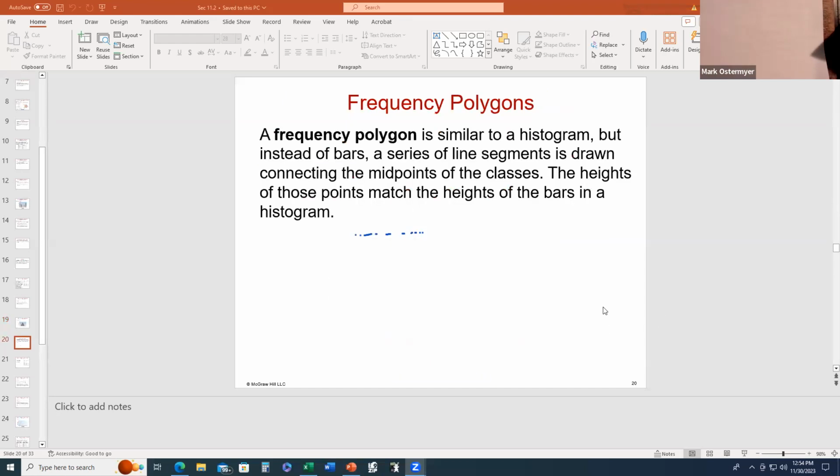All right. Next picture or graph is called a frequency polygon. It's similar to a histogram, but the main difference is you don't see bars, no bars. What you see are little line segments connecting points. And these points are the midpoints of the classes. The midpoints of the classes are connected by little line segments. Okay, that's what a frequency polygon is all about.